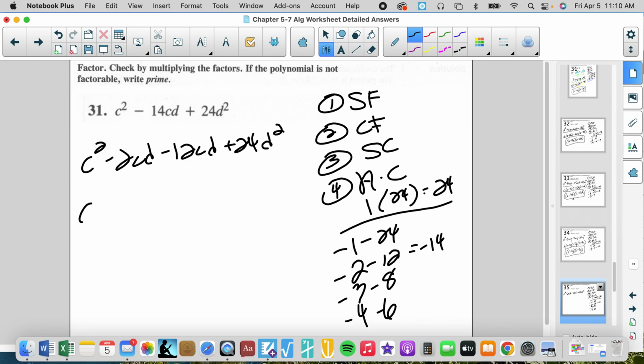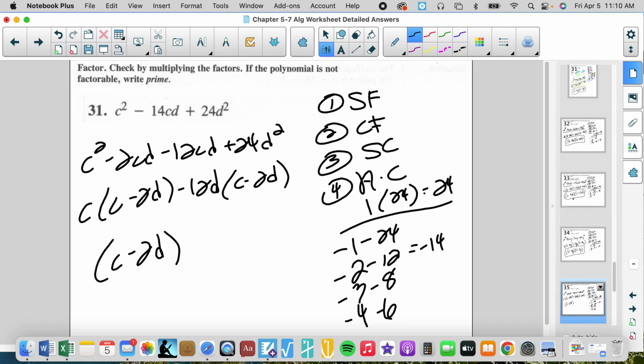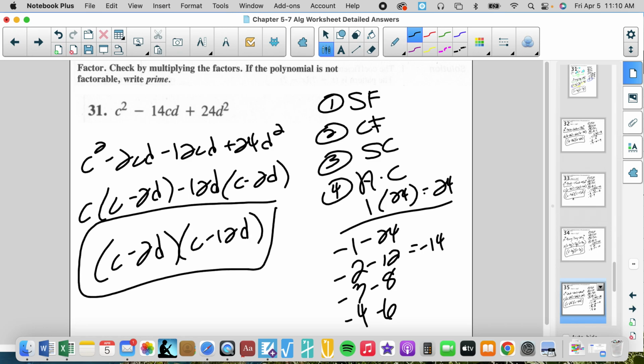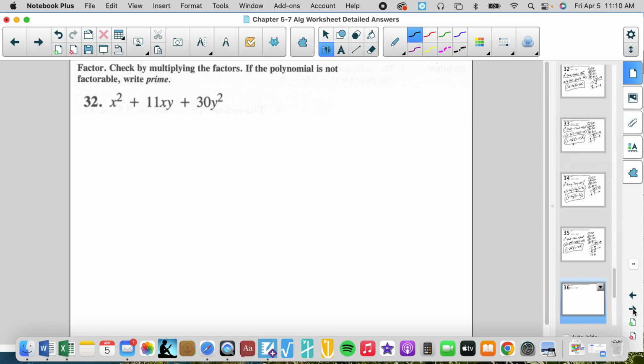Factor out a C: C minus 2D. Factor out a negative 12D: C minus 2D. And we can start seeing how fast we can complete these problems. You get this done, you're going to be really good on your placement test.